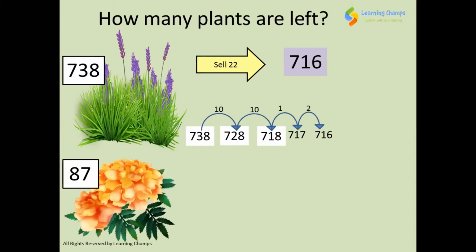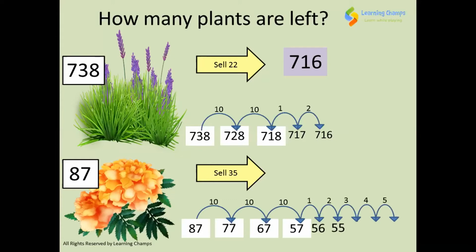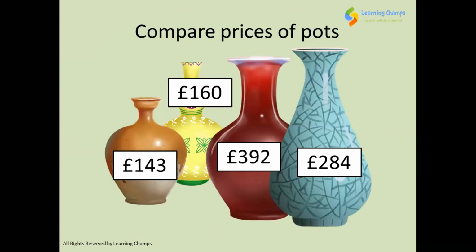What about this? Sell 35 from 87. How many tens do you have to count backwards? 3. 87, 77, 67, and 57, and we have to count 5 times back. And we'll get the answer 52. Is this clear? Yes, teacher.